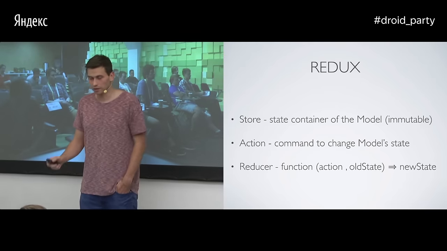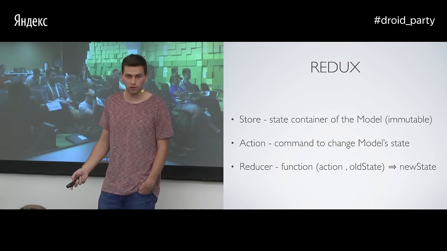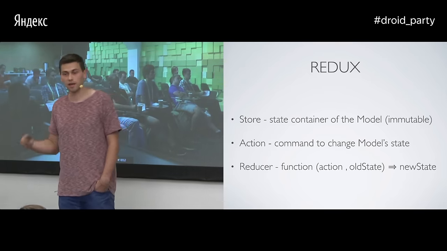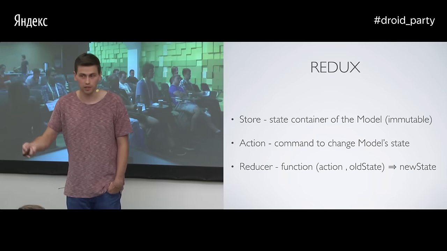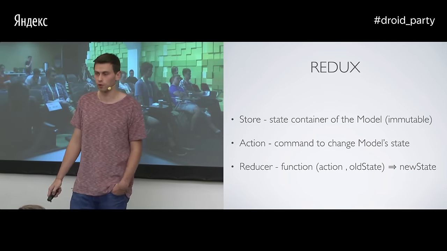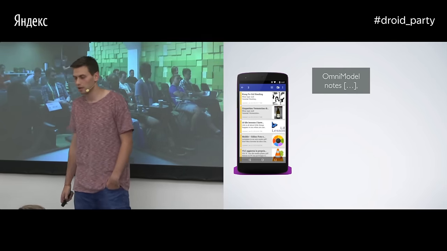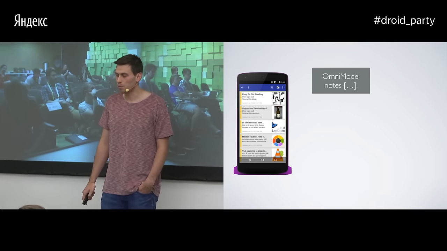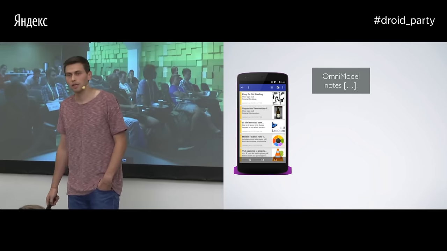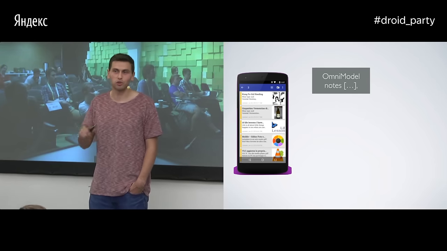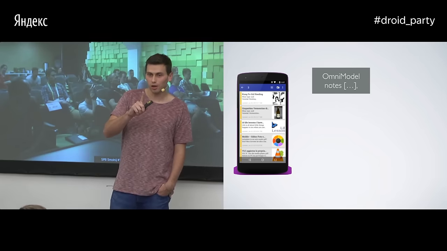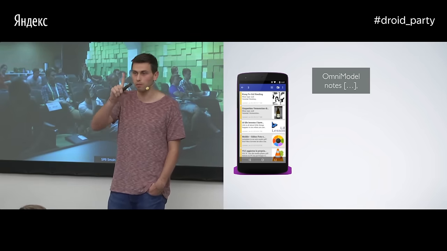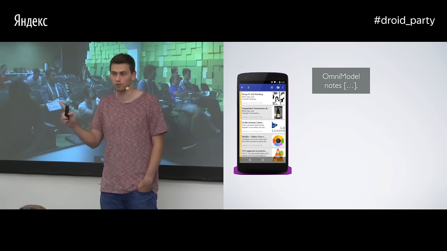So again, Redux: state, action, and the reducer. The reducer, again, is a pure function. It gets the old state and an action, and then it returns the new state. That's the idea of Redux. So let's see how this could look. If you take that application, we might have an omni-model. And here's the first big difference to what you would call a model. This omni-model is the whole application. So there is exactly one model representing the whole application.